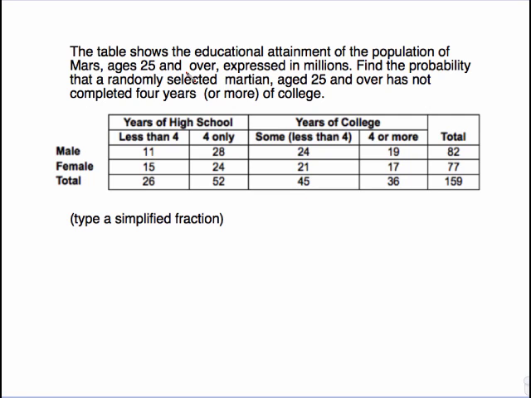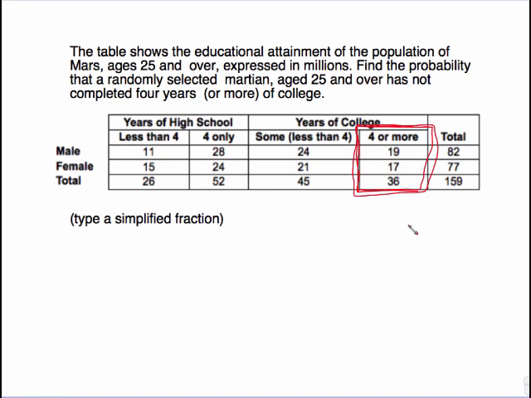Same thing, we've got these Martians 25 and over expressed in millions. Find the probability that a randomly selected Martian age 25 and over has not completed 4 years or more of college. Well, my students that have completed 4 or more is right here. These are the only people surveyed that have completed 4 or more. They want to know the ones that have not.